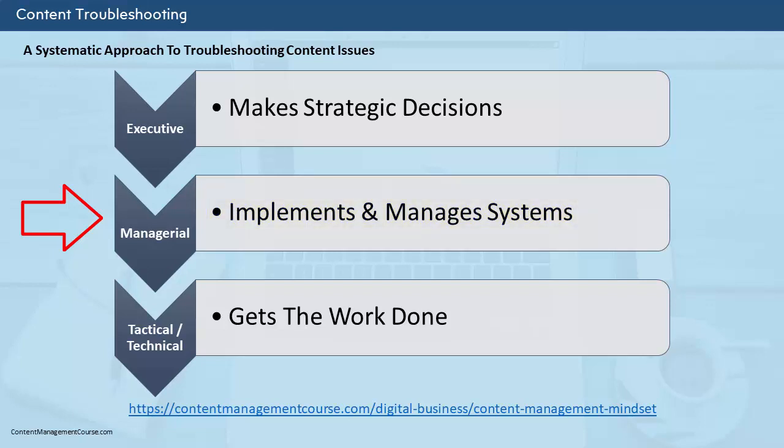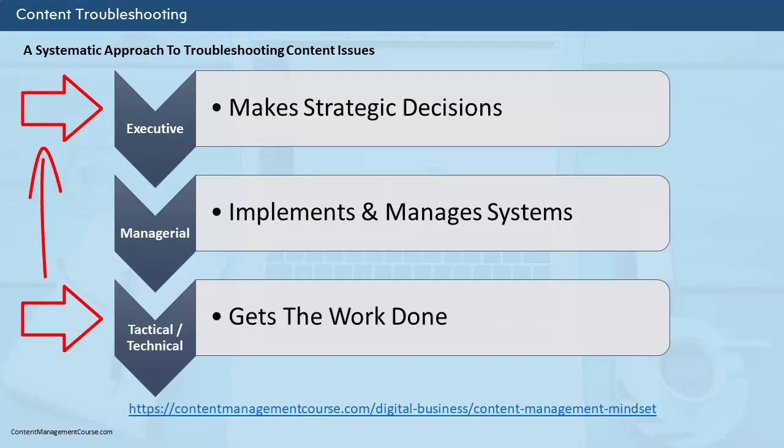The managerial level then also implements those systems and makes sure that the people hired to fill the tactical or technical roles have the skills and the training to operate those systems, because when they do that, it will help to achieve the vision and goals set by the executive level. Now, let me show you why understanding this is so important to fixing problems in your business, like content-related issues.